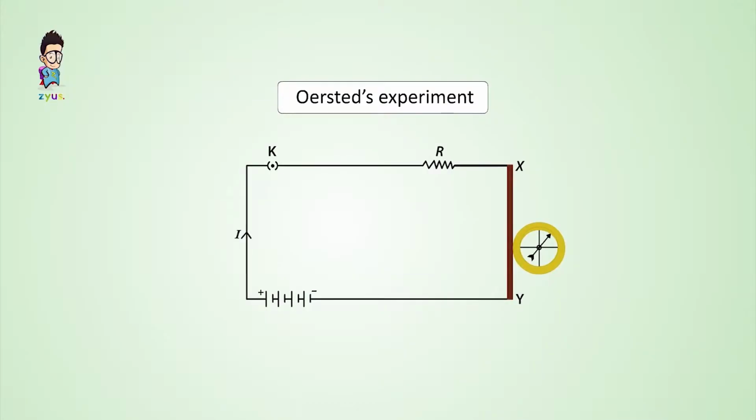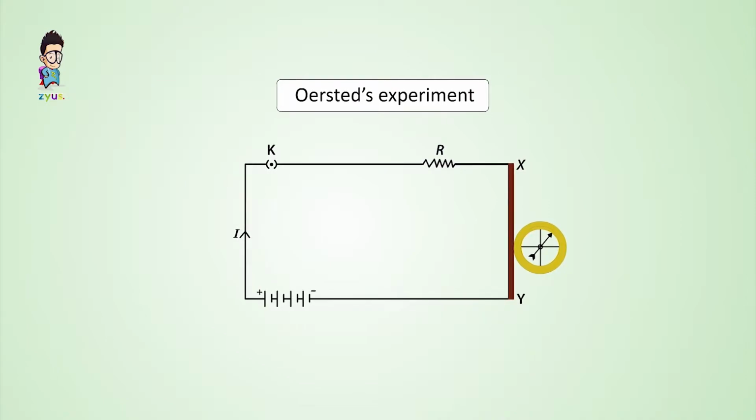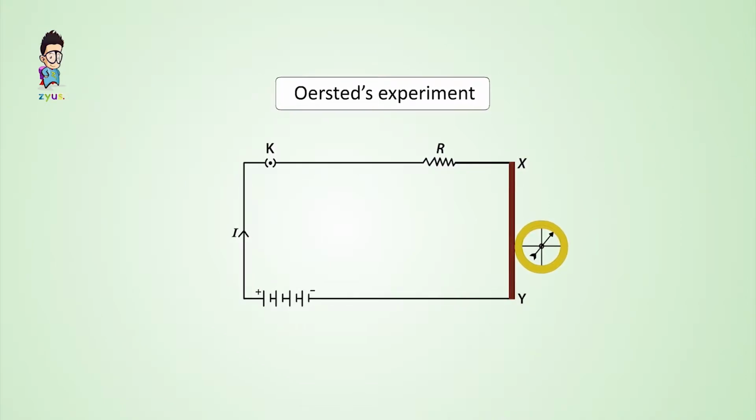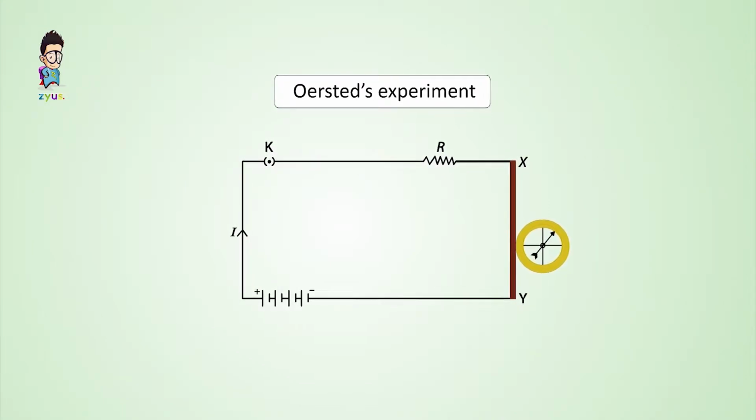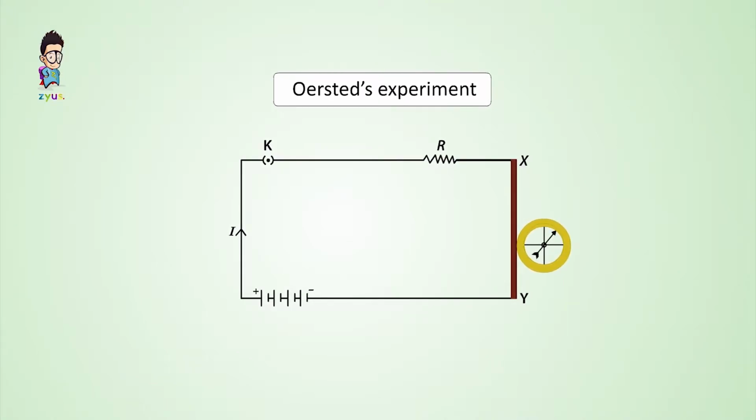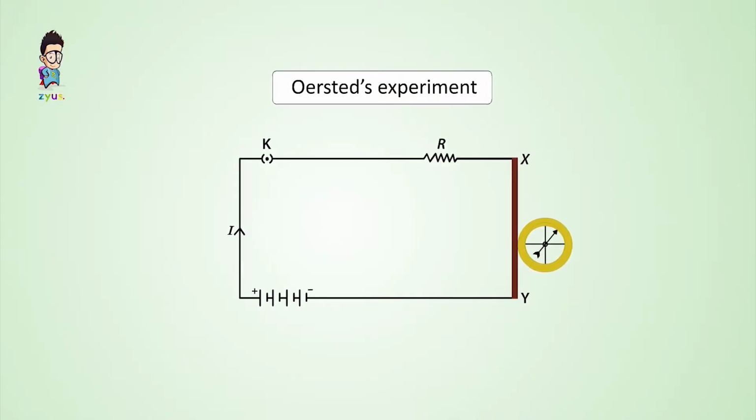From Oersted's experiments, we know that a current carrying conductor produces a magnetic field. That is, a current carrying conductor produces a magnetic field around it. So there was another great scientist, his name was Michael Faraday. He thought, if a current carrying conductor could produce a magnetic field, then why couldn't the reverse be possible? That is, why couldn't a magnetic field produce an electric current?